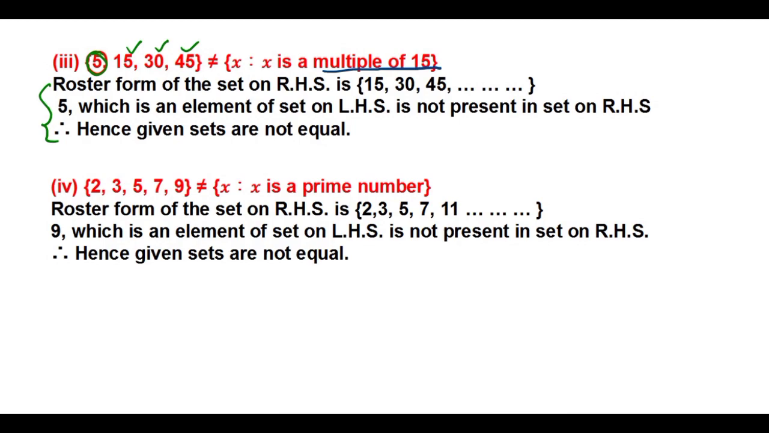And next it comes to question number 4. 2, 3, 5, 7, 9 and x, they gave x such that x is a prime number. Very good. But 9 is not a prime number. 9 is a composite number, right? So that's the reason we have written here. The roster form of the set on the RHS is 2, 3, 5, 7, 11, and so on. So an element of the set on LHS is not present in the set on RHS. That means 9 is an element, and 9 is not there in RHS, so it is not equal. Got it?